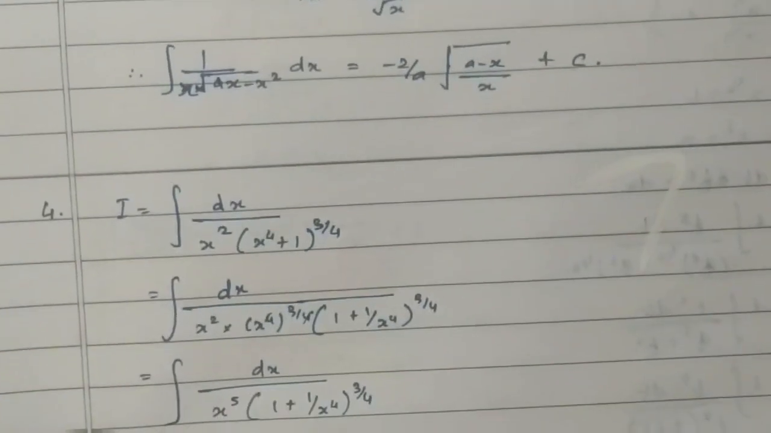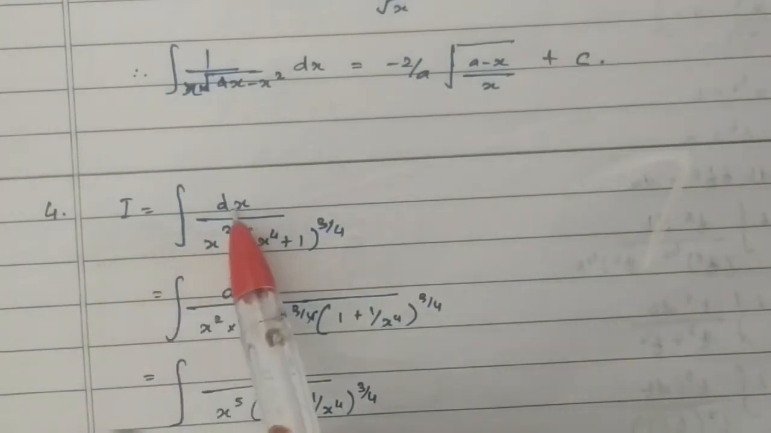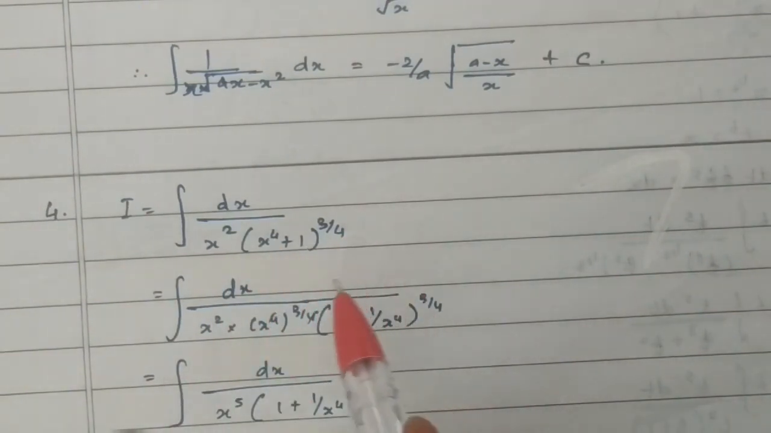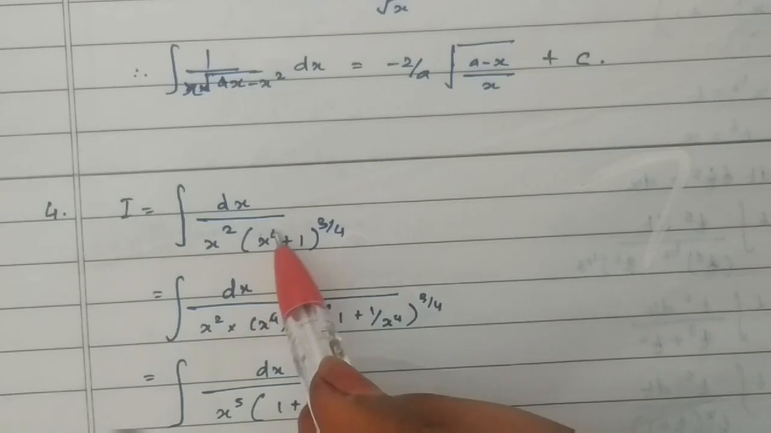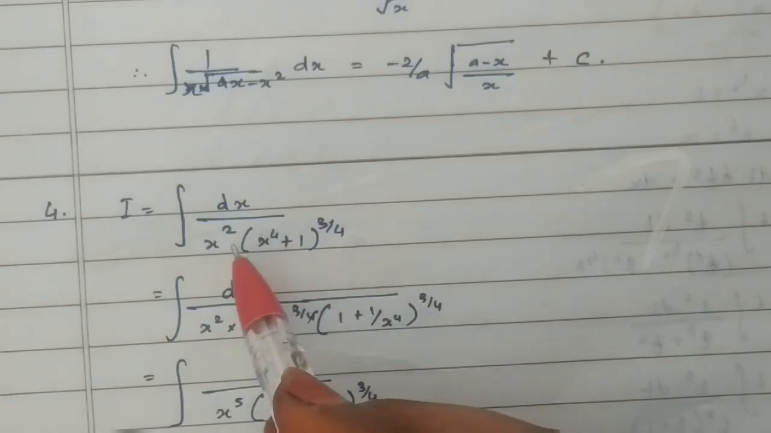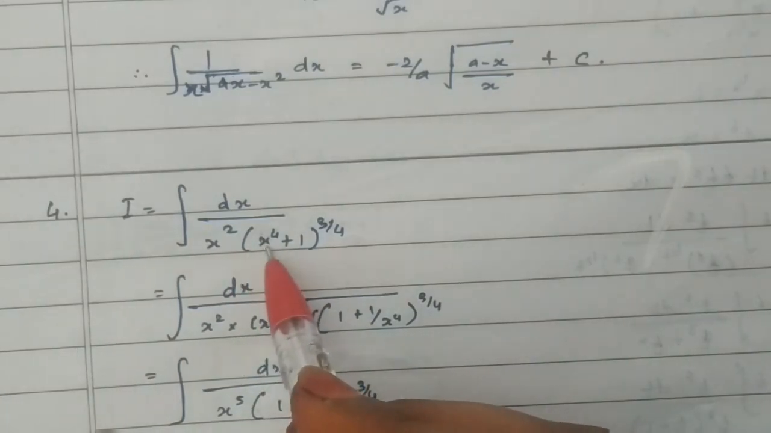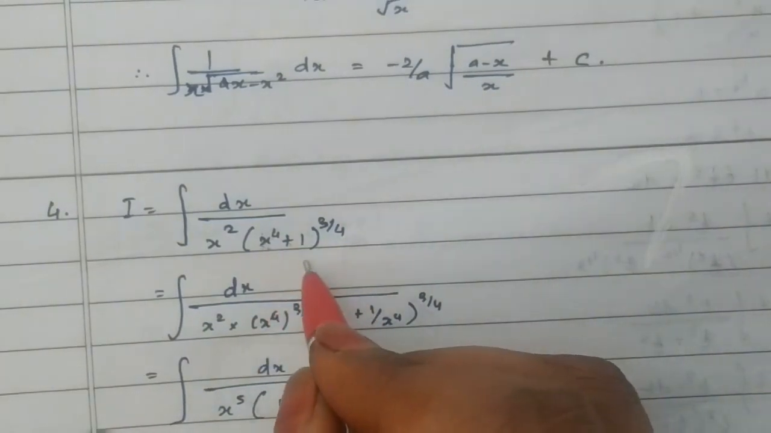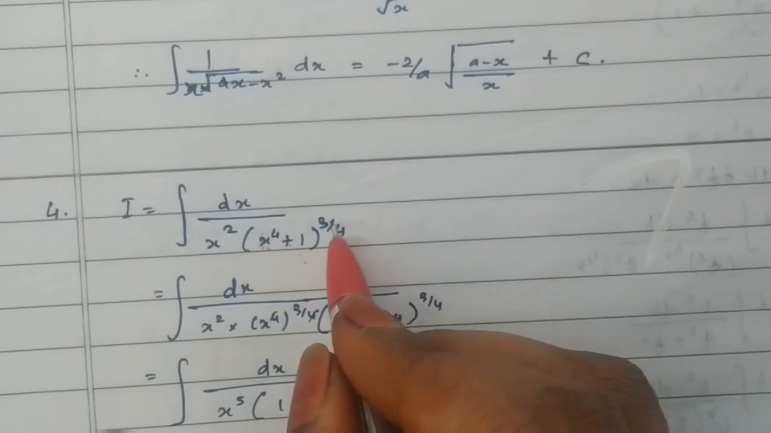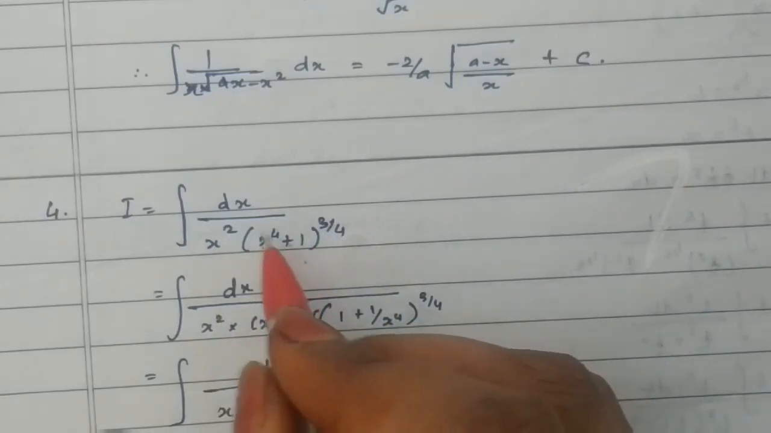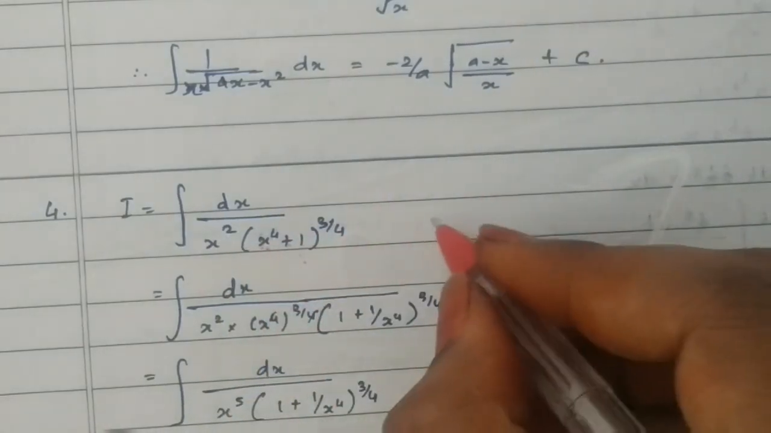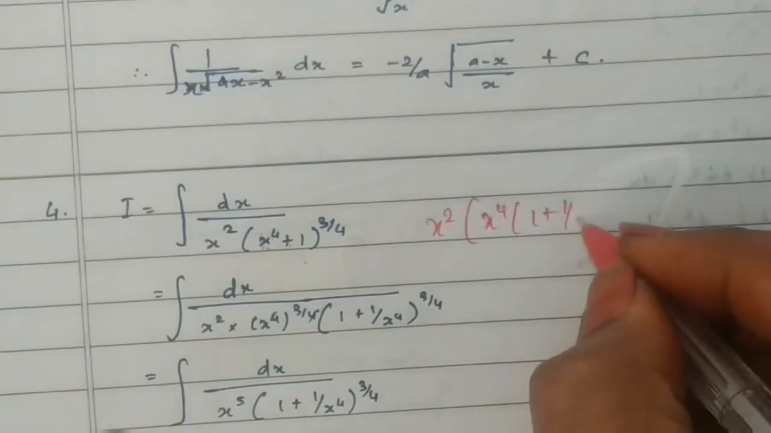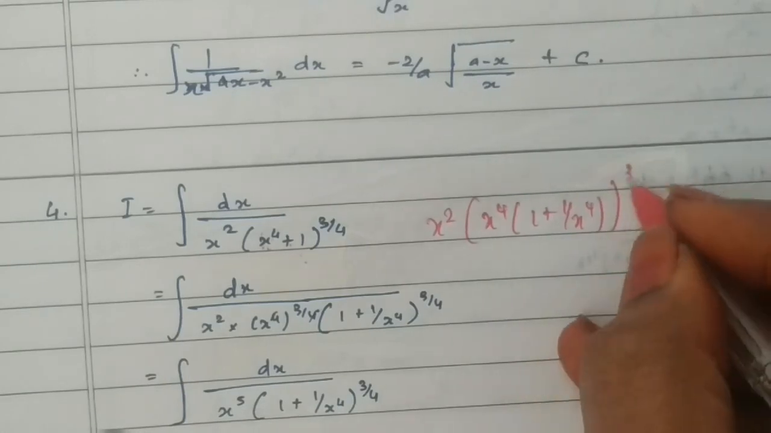Let us move on to the next sum. Integral over dx divided by x squared into x power 4 plus 1 the whole power 3 by 4. Here which is the highest power? x power 4. So what you should do is take x power 4 outside. When you take x power 4 outside you will get 1 plus 1 by x power 4 whole power 3 by 4. When you take x power 4 outside the power also will be there. It is x squared. When you take x power 4 outside you will get 1 plus 1 by x power 4 the whole power 3 by 4.